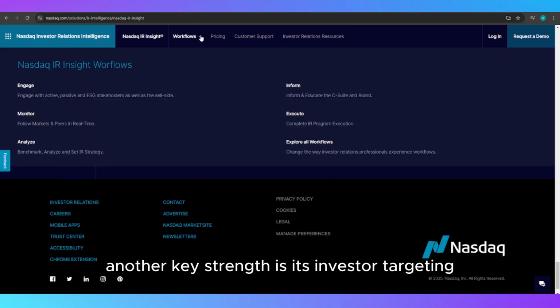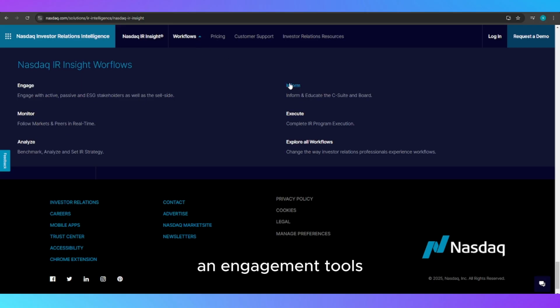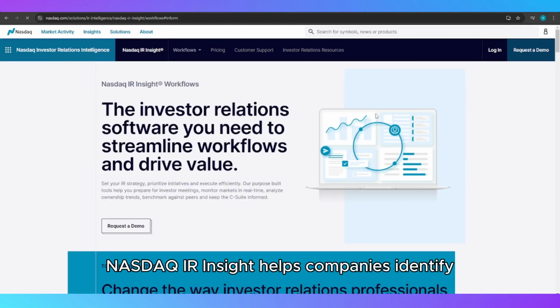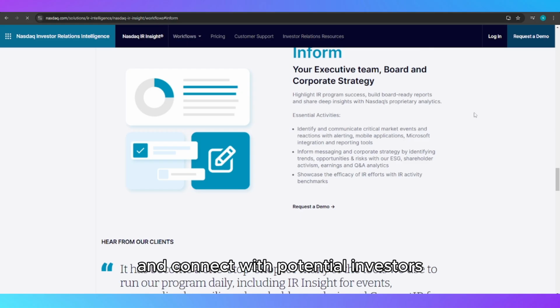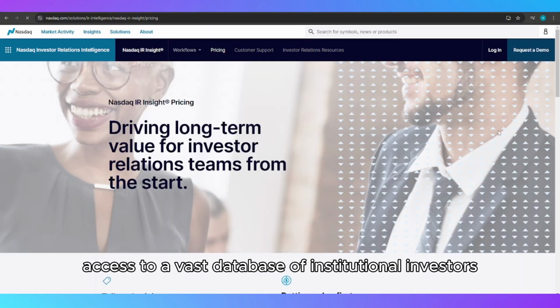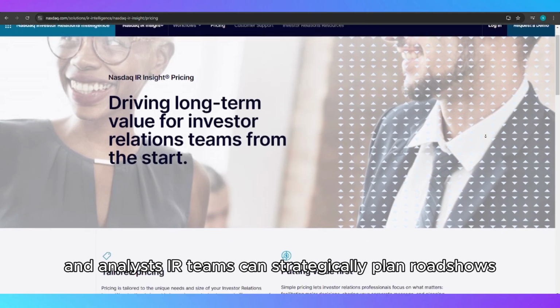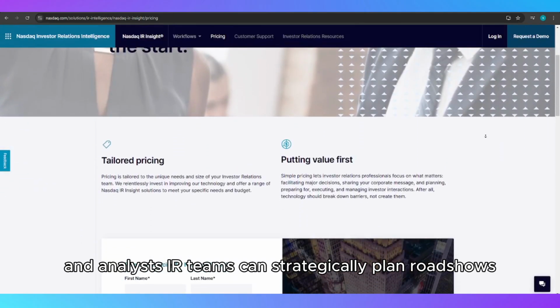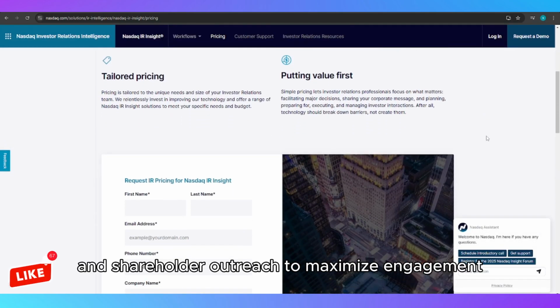Another key strength is its investor targeting and engagement tools. Nasdaq IR Insight helps companies identify and connect with potential investors based on detailed ownership data, trading patterns, and institutional investment trends. With access to a vast database of institutional investors and analysts, IR teams can strategically plan roadshows, earnings calls, and shareholder outreach to maximize engagement.